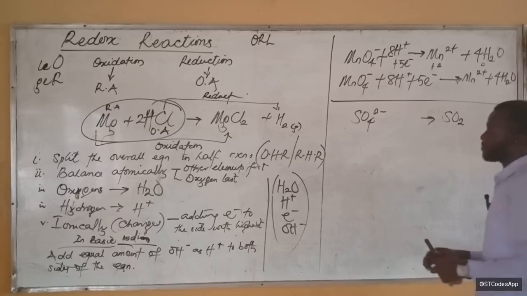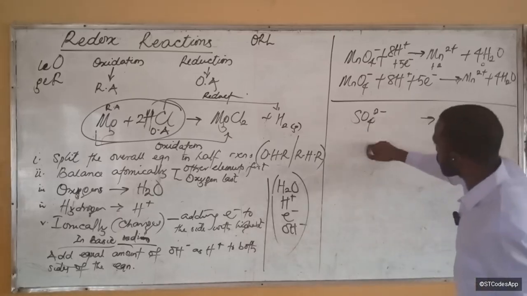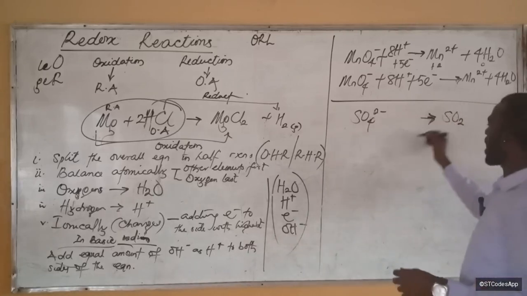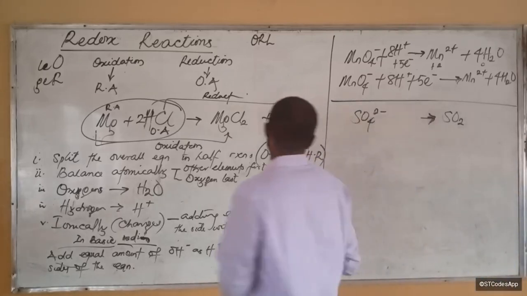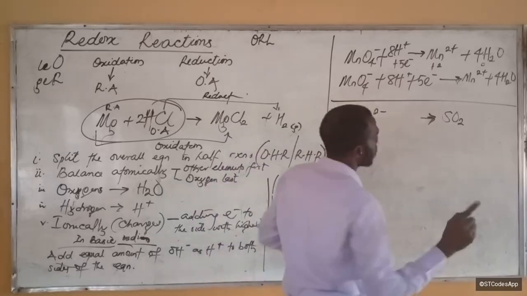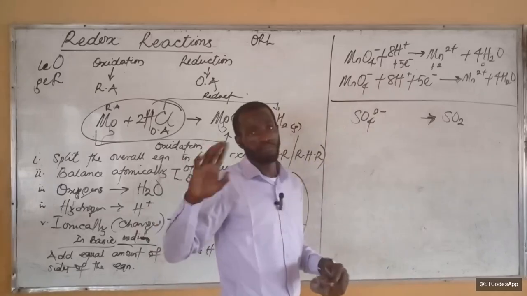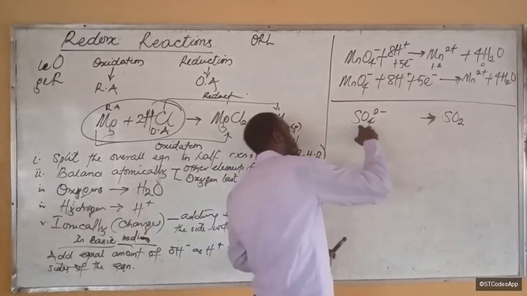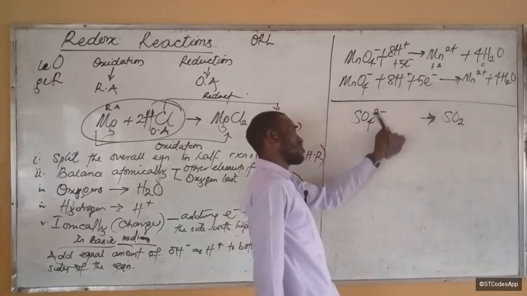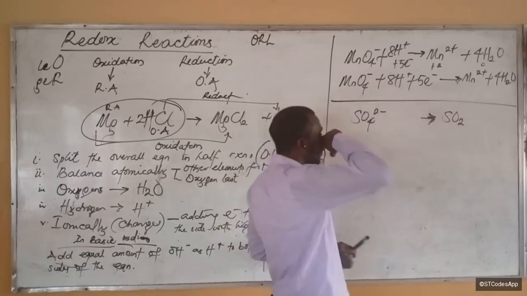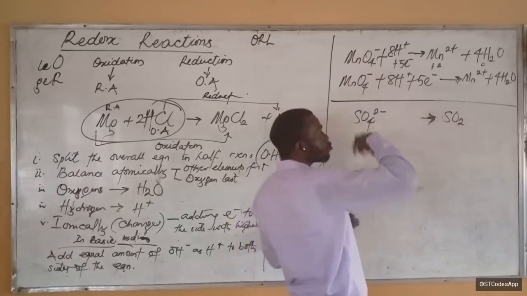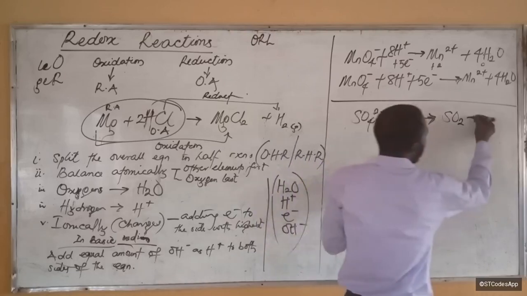Alright, let's go now. The next one, SO4 2 minus, is going to SO2. Now, how do we balance? Balance the first element, sulfur. How many sulfur do we have here? 1. How many sulfur do we have here? 1. Balanced. How many oxygens do we have here? 4. Don't add the charge here or here. How many oxygens do we have here? 2. So this side is 2 more than this. So we'll come and add 2 more here.